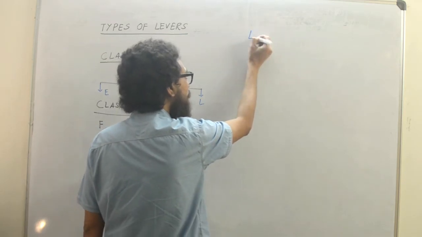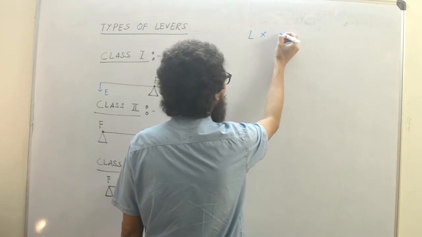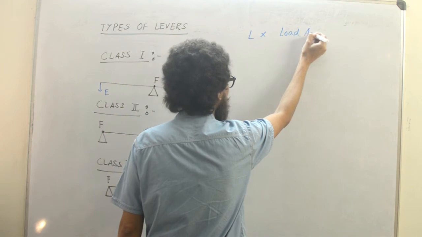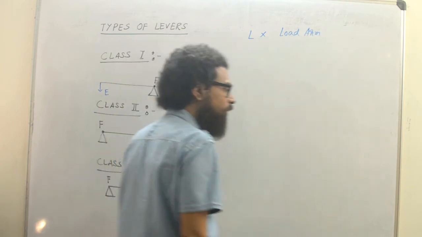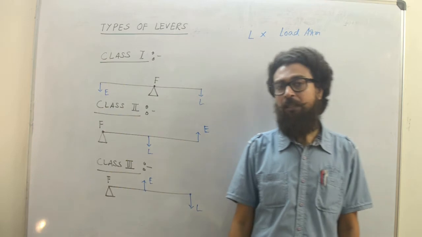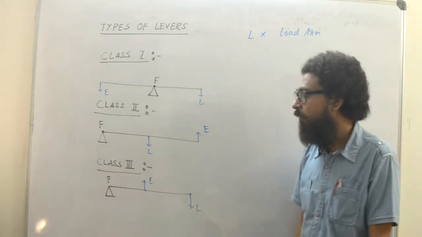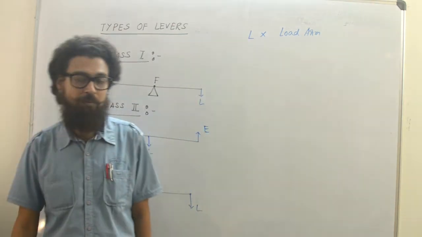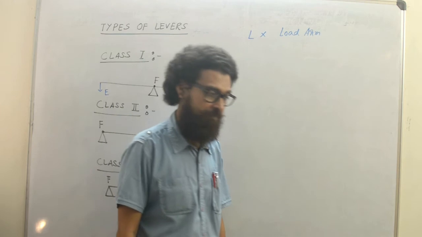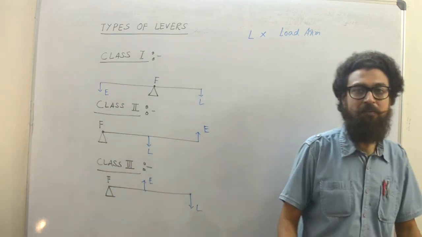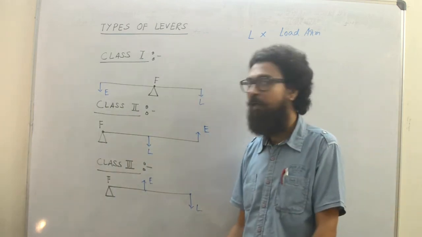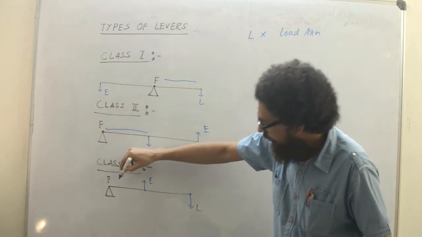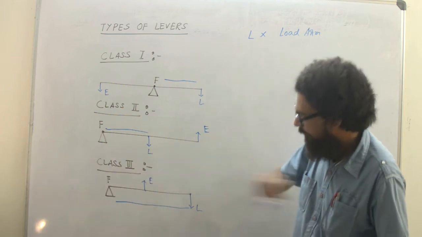So I can say load into load arm. Now what is the load arm? Write it down. Load arm means the distance between the point of application of load and the point of fulcrum. That means this is the load arm, this is the load arm, and this is the load arm.